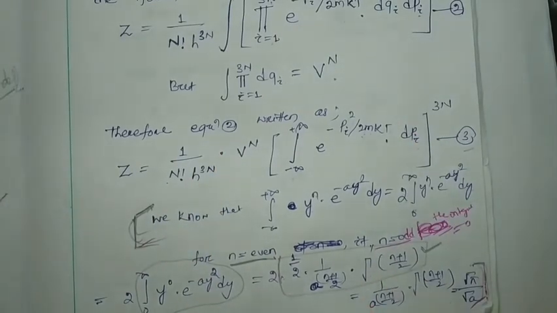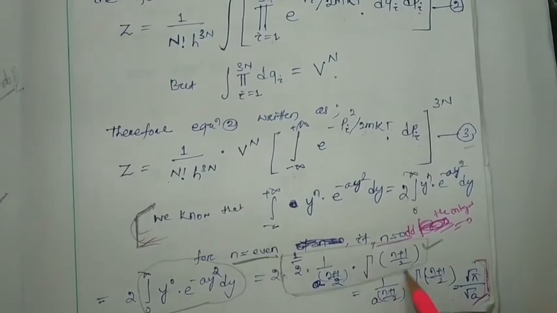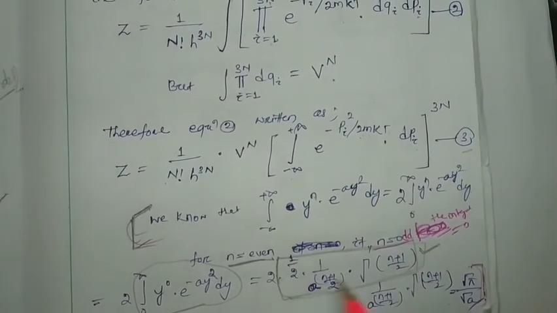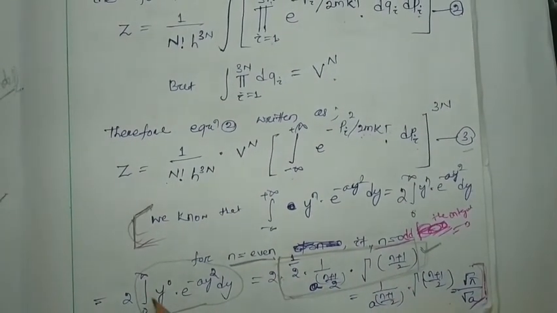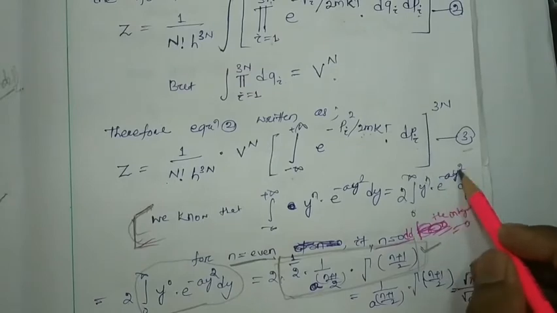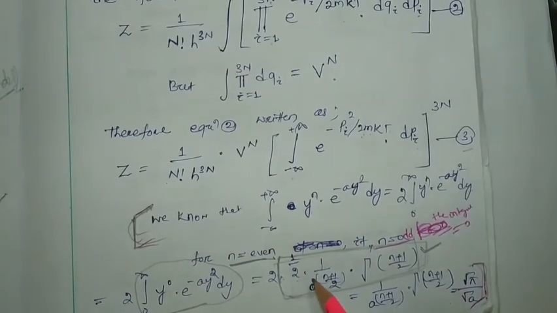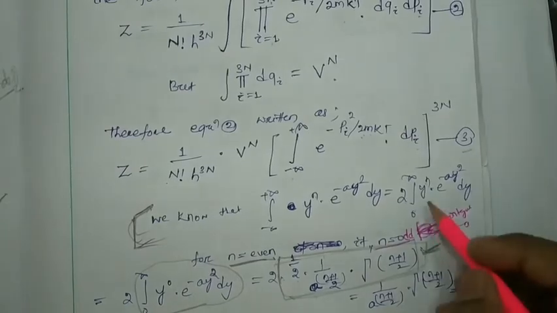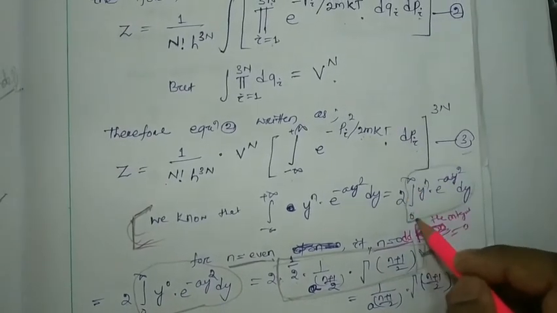So how this will be direct, this one I have explained. That means integral from 0 to infinity of y to the power n e to the minus a y square dy will be 1 by 2 into 1 by a to the power n plus 1 by 2 into gamma n plus 1 by 2. So this integral value will be this one.